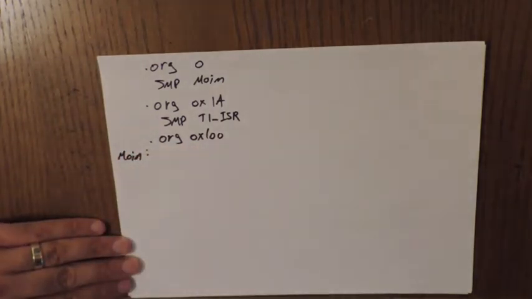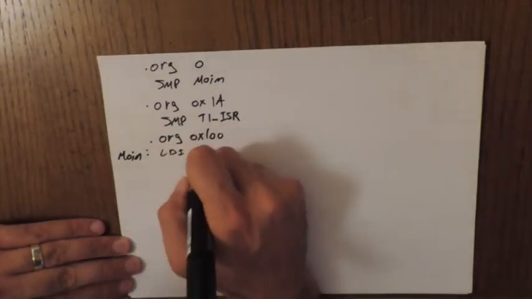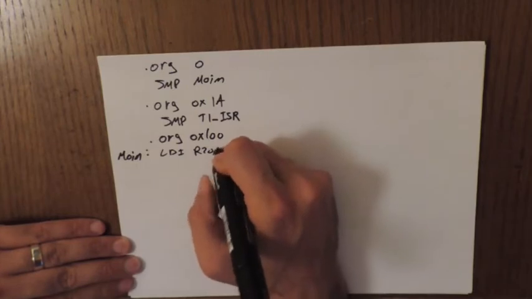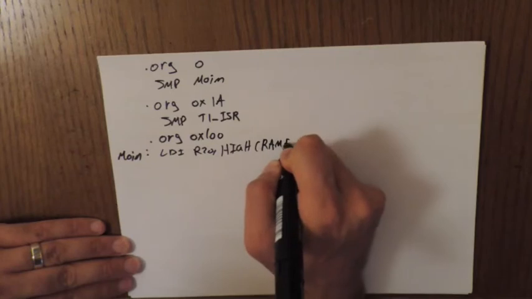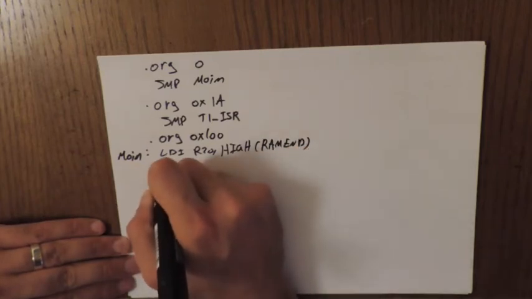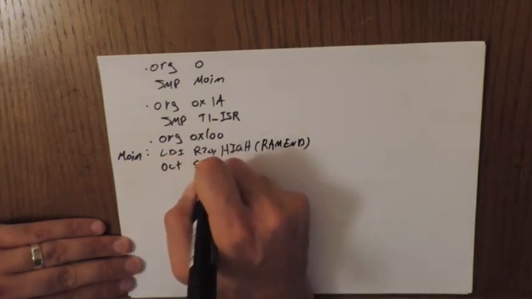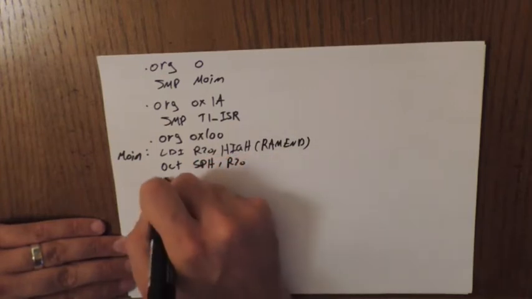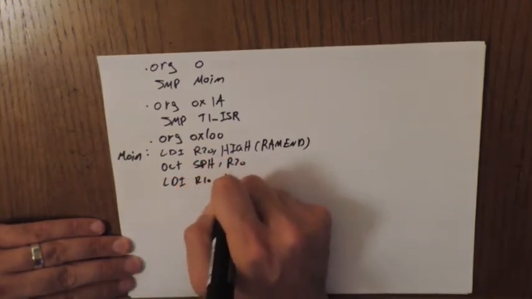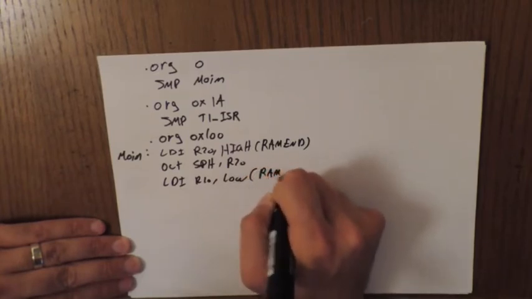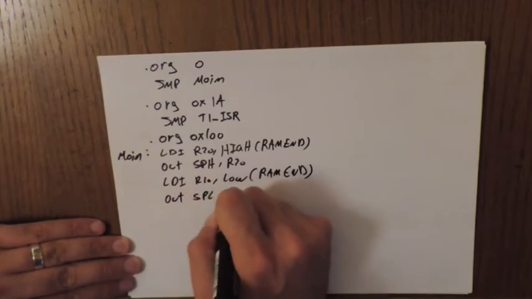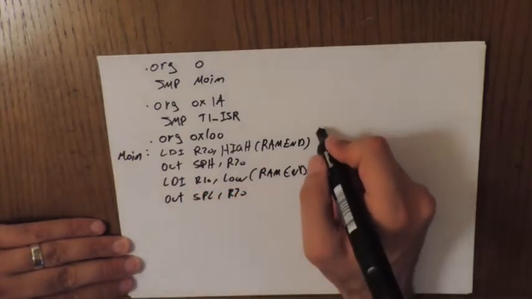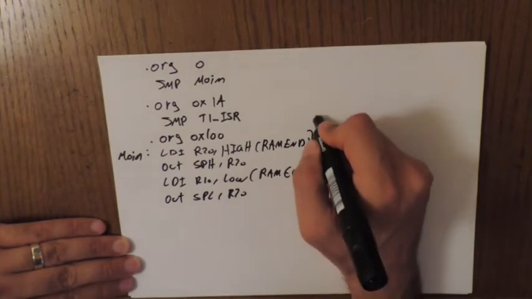So first thing, since I'm using the stack, I need to set up the stack. Then LDI R20, low RAM end. Remember this will give me the last address in the RAM, and out SPL, R20. So step number 1, stack.